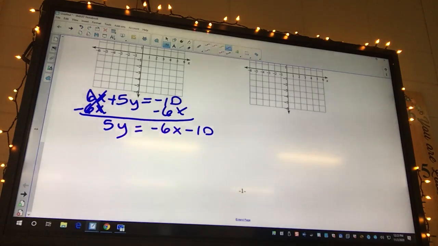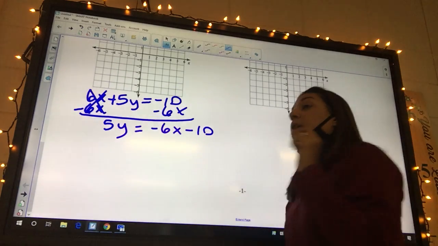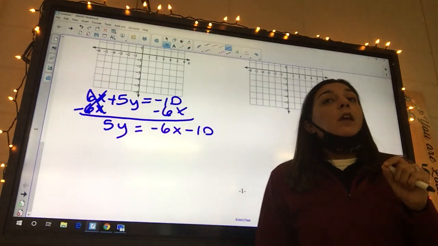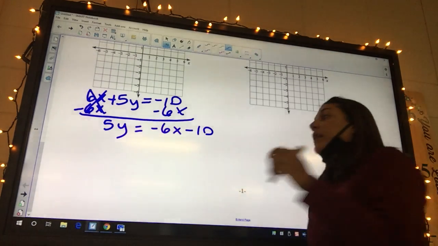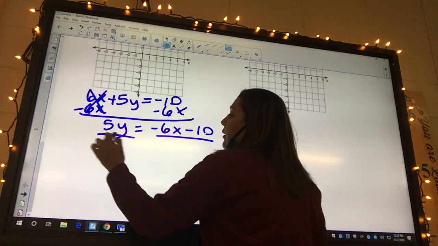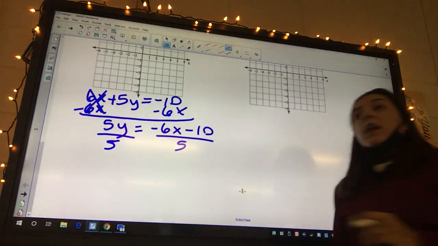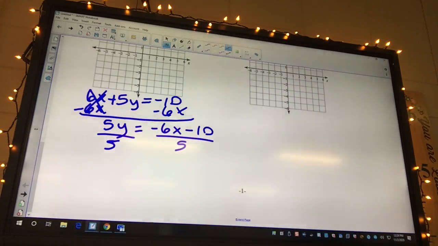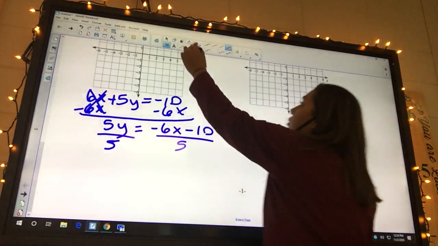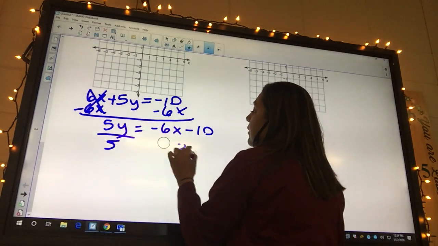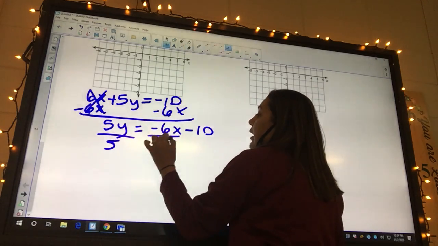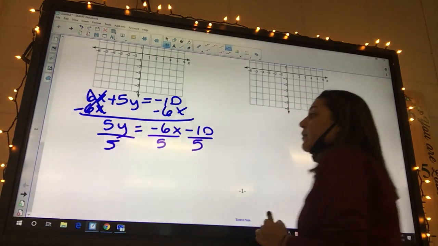Okay, and then my last step is going to be to do what? We got to divide by 5. Now, here is important. Most of you guys have gotten in the habit of doing this. Don't do that on these because you have to divide each piece by 5. You cannot just divide 1 by 5. So yours really needs to look like this. It should say divided by 5, divided by 5.